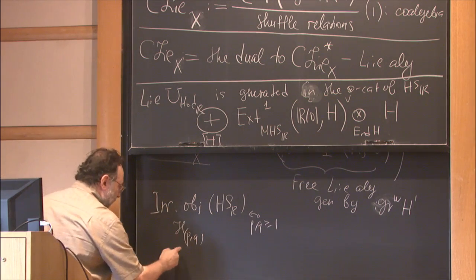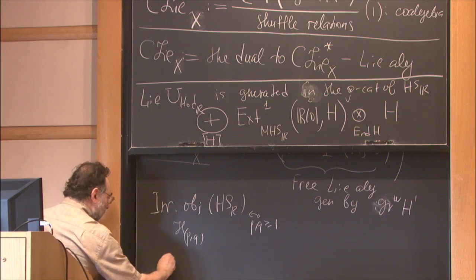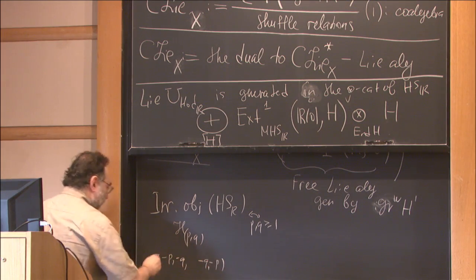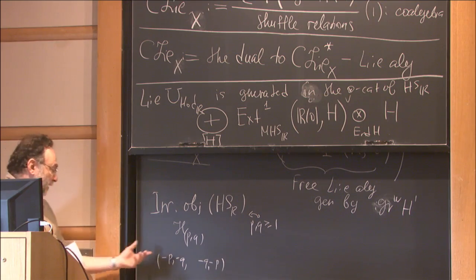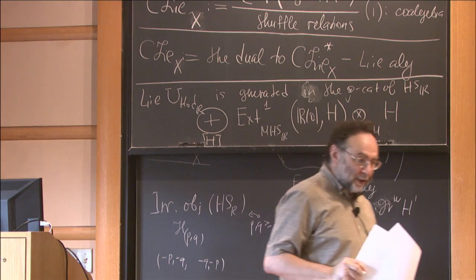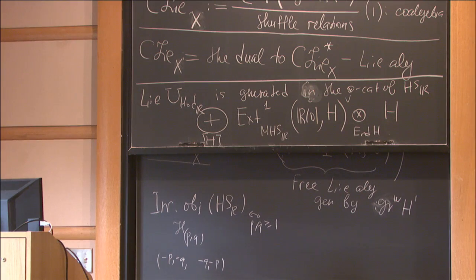And they have the Hodge weights minus P, minus Q and minus Q, minus P. If they're the same, they're just minus P, minus P. So this is a list of the simple elements in this category with non-trivial Ext^1. And if you take Ext^1 tensor this object of this category, then you get a huge object in your category, and your Lie algebra is generated by this object. Okay? That's the answer to your question.